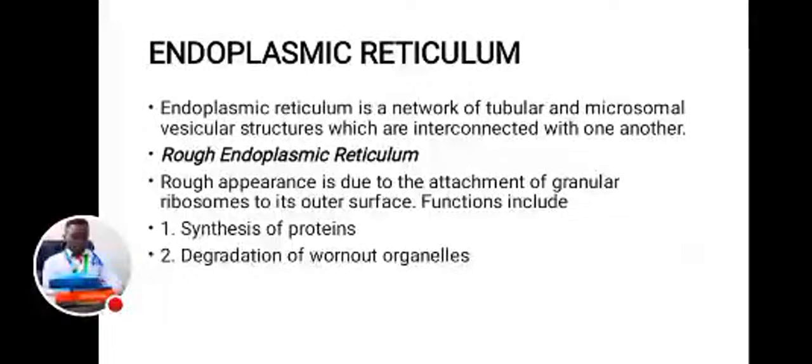Endoplasmic reticulum. The endoplasmic reticulum is a network of tubular and vesicular structures which are interconnected with one another. Then we have the rough endoplasmic reticulum. The rough endoplasmic reticulum has its appearance due to the attachment of granular ribosomes to its outer surface. The function includes synthesis of proteins. Then the second one has to do with degradation of the worn out organelles.